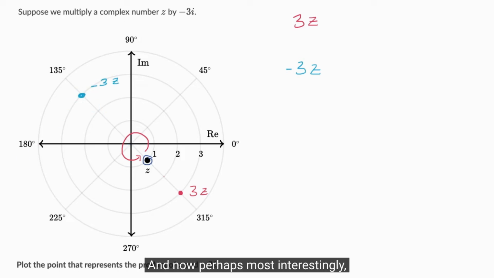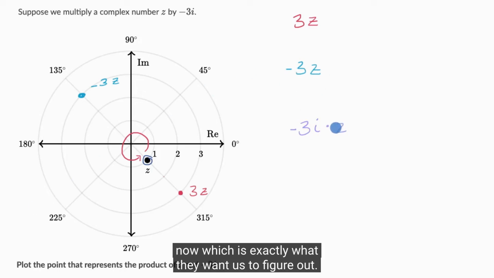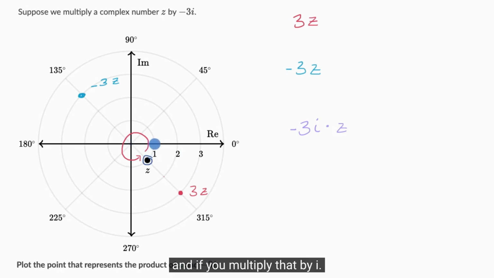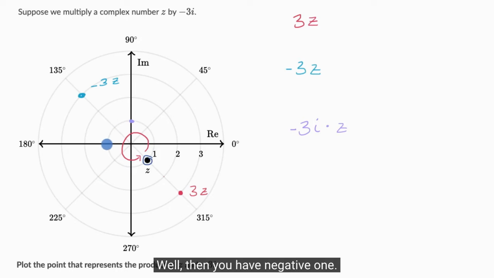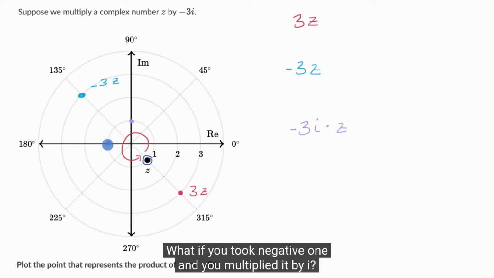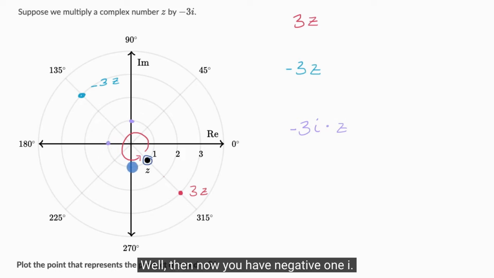And now, perhaps most interestingly, what happens when you multiply by i? So if we have negative 3i times z now, which is exactly what they want us to figure out. Well, let's think about what happens if you had 1 and multiplied it by i. So 1 times i becomes 1i, so it goes over there. What if you then took 1i and multiplied it by i? Well, then you have negative 1. What if you took negative 1 and multiplied it by i? Well, then now you have negative 1i.